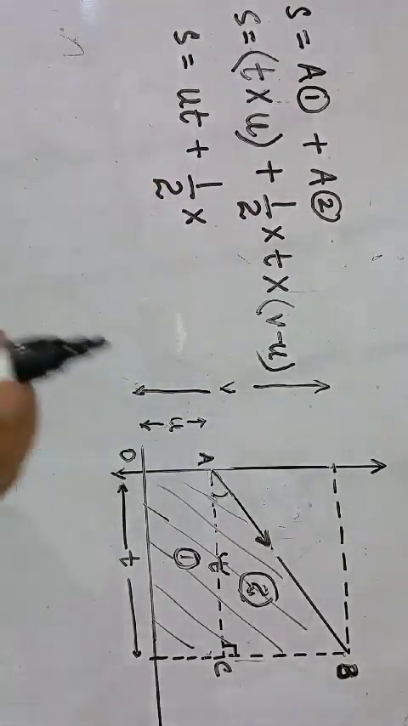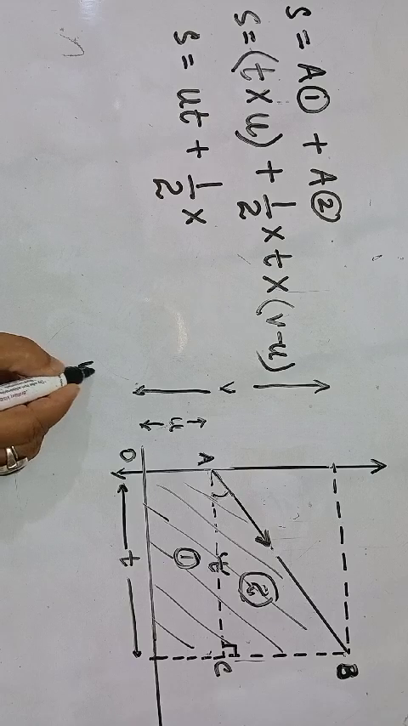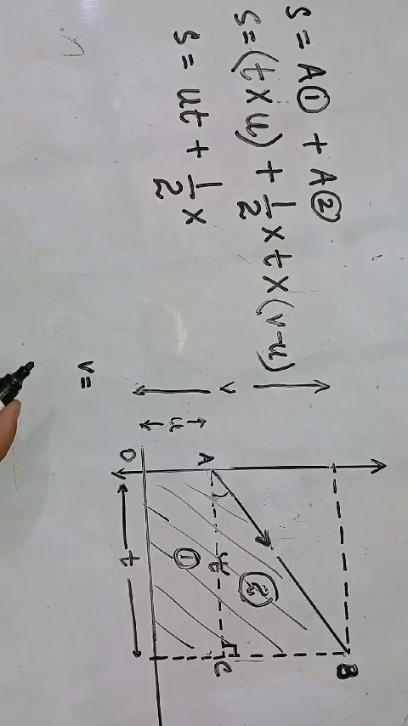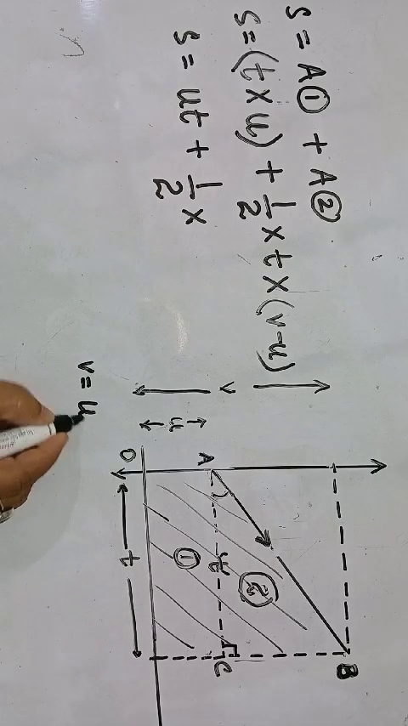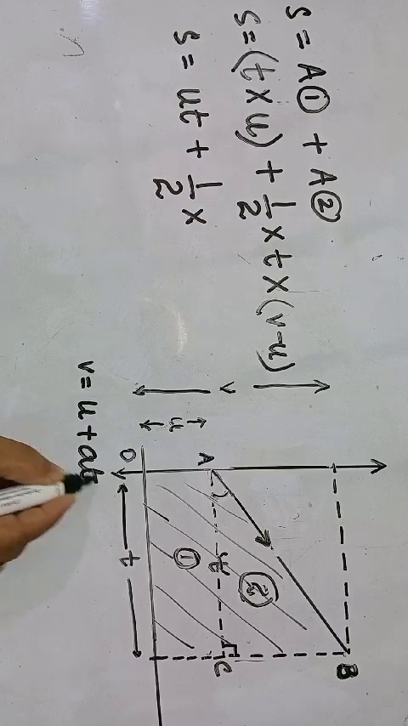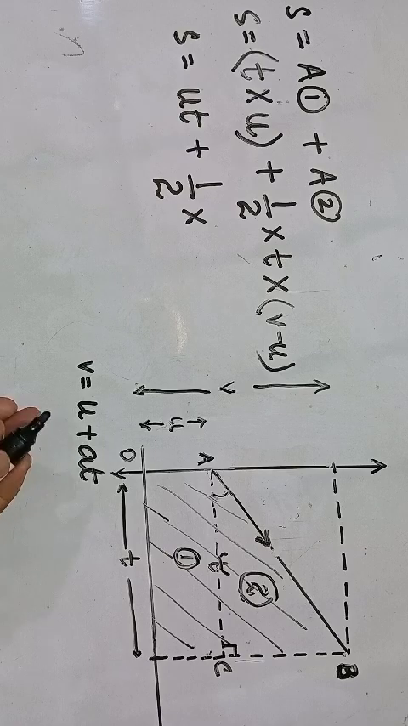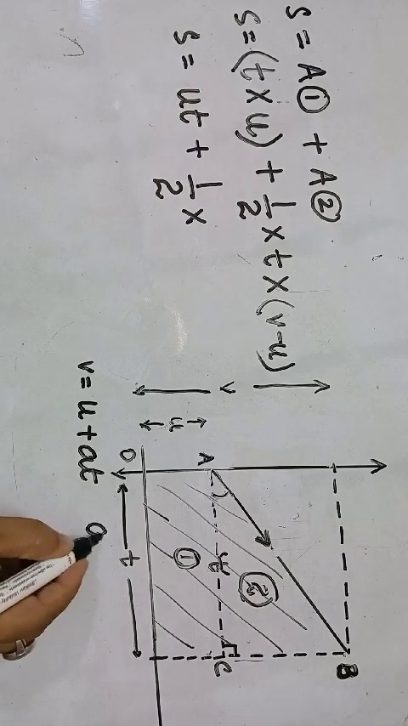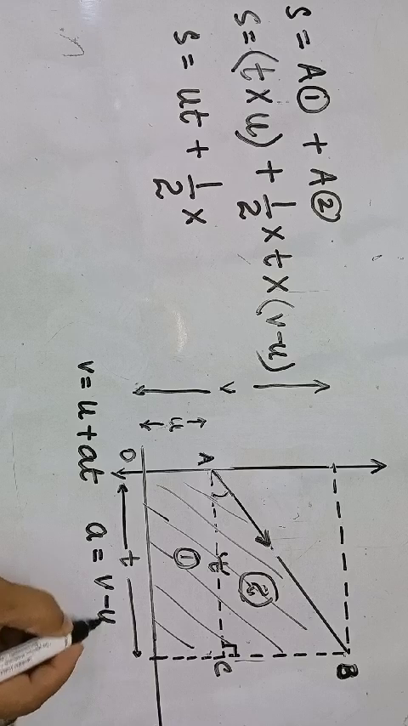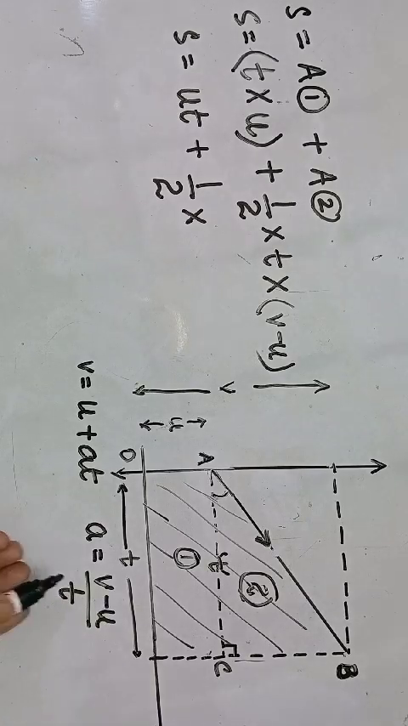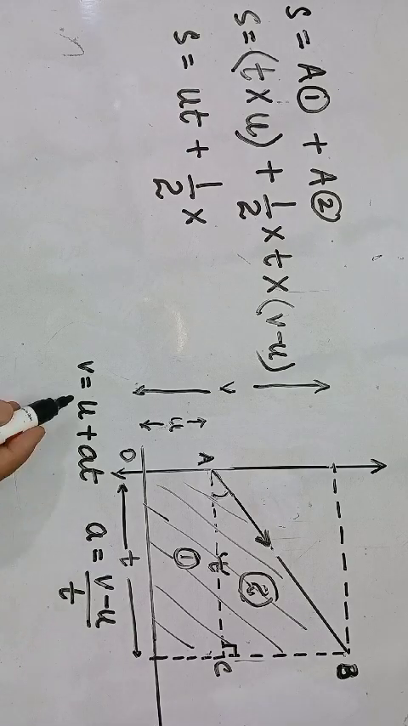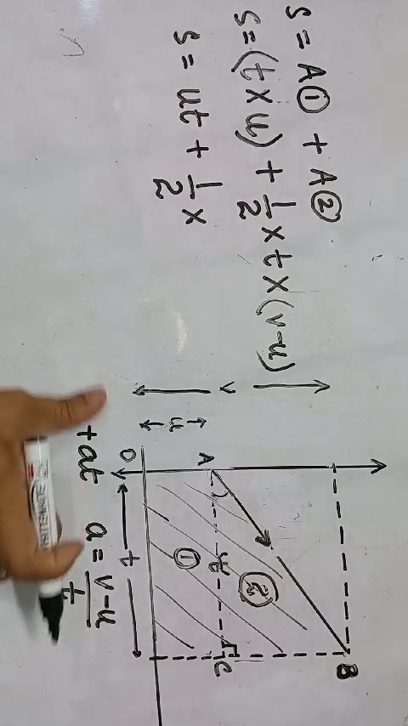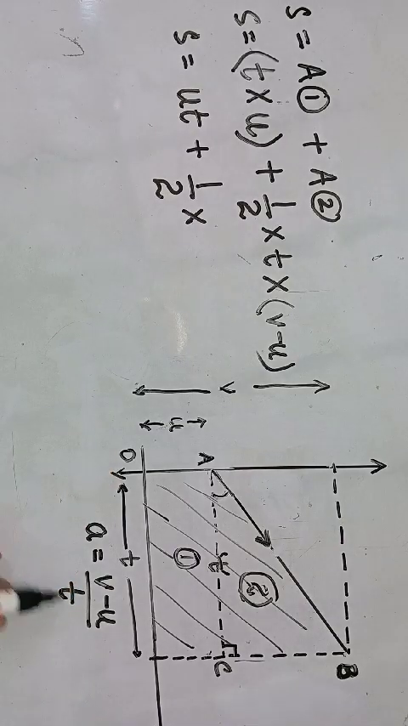Children, remember our equation of motion, the first equation that we studied, was V is equal to U plus AT. You can use this equation, or you can use the acceleration formula, which is V minus U upon T. Essentially these two are the same things. You just bring this T here, so it becomes AT, and then this minus U comes here, so it becomes U plus AT.